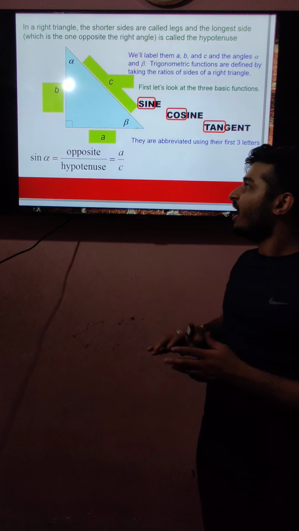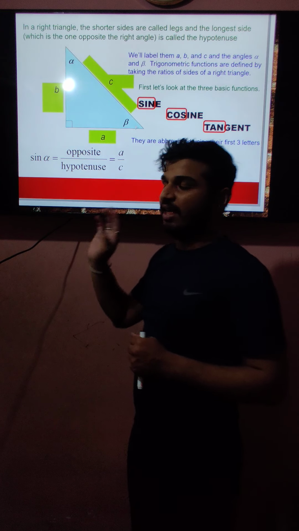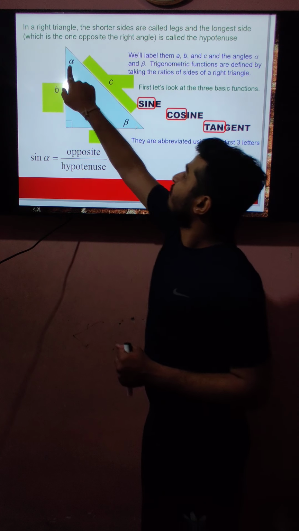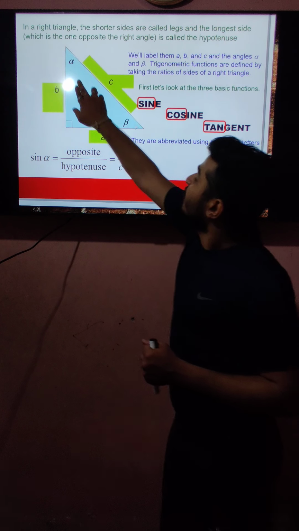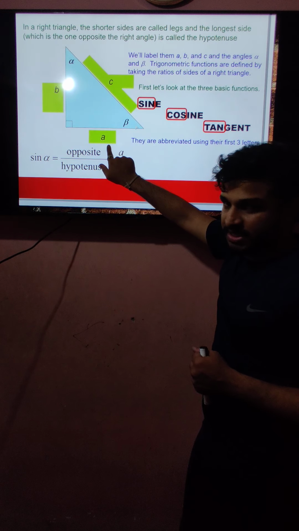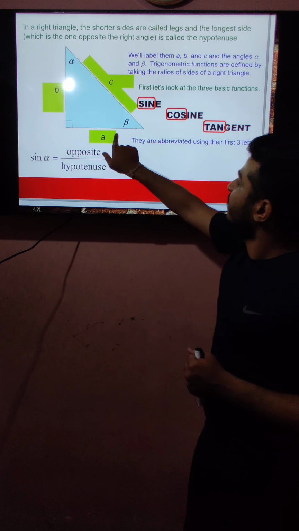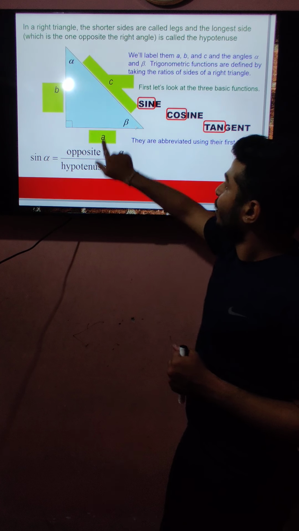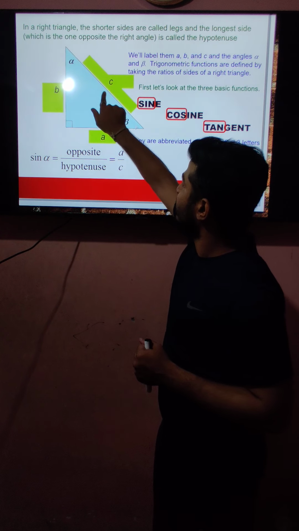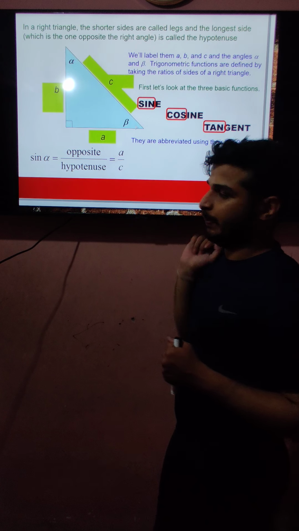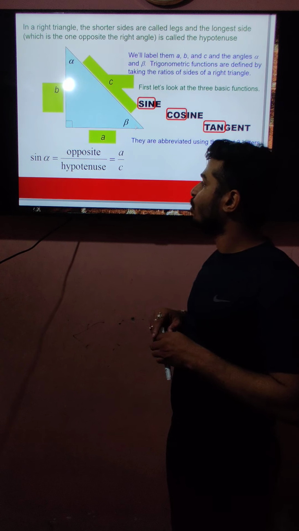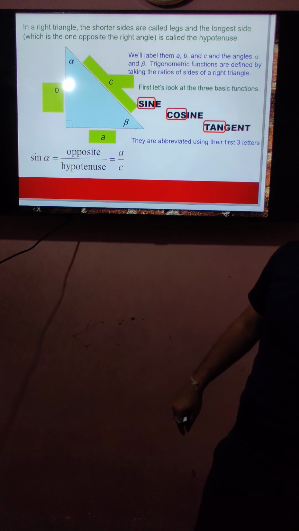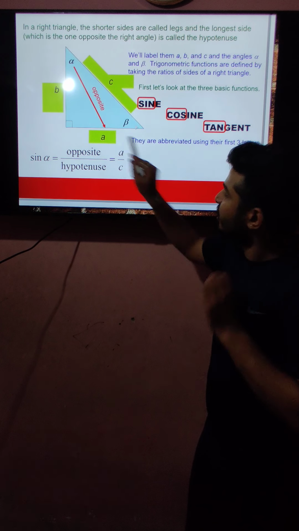Okay, students. Sine alpha. Alpha is nothing but an angle. Sine alpha is equal to opposite divided by hypotenuse. Alpha has an opposite side, which is this side, A. Divided by hypotenuse, which is C. So sine alpha is equal to opposite divided by hypotenuse, that is A divided by C.